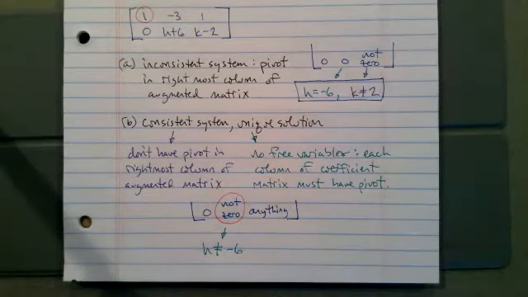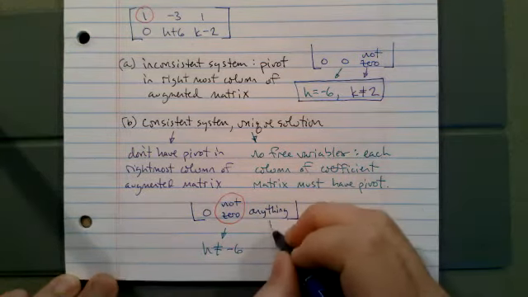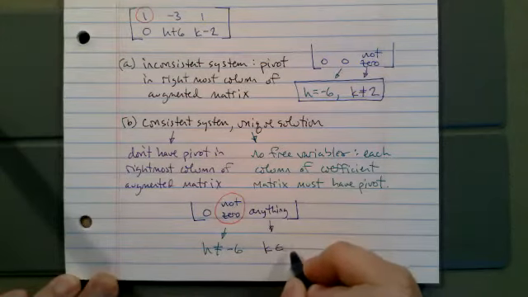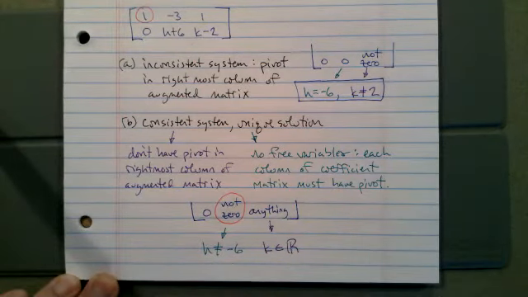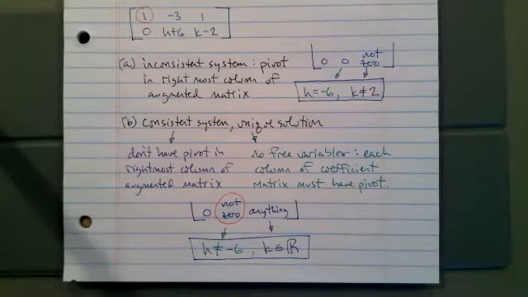If h is not -6, then we'll have a pivot in the second column of the second row, and we will have a unique solution because each column of the coefficient matrix will have a pivot. That is, each of the columns corresponding to a variable will be a pivot column. Since the last column can be anything, that means k can be any real number. And so these are the conditions that will give us a consistent system with a unique solution. Any questions?